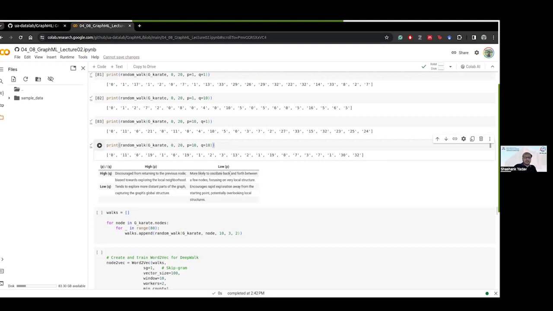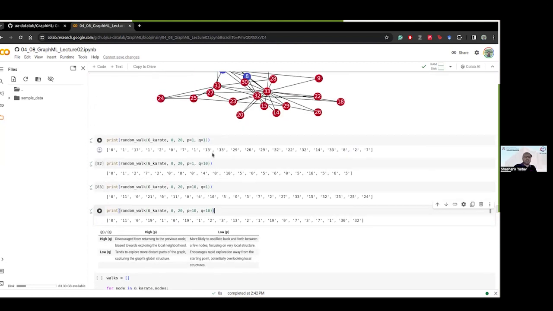The other case is low P and high Q, which means that you will go back to your previous node, but since Q is high, you will keep oscillating between very few nodes and focus on just getting the local embedding correct. The third case is low Q and high P, which means you are not going to the previous node but to a new node, and you want a DFS-like search to explore distant parts of the graph. And if you have both P and Q low, you will have DFS-like behavior, but you will keep going into very deep paths and overlook local structures. So I've summarized all the behavior of P and Q and how it changes in this table.